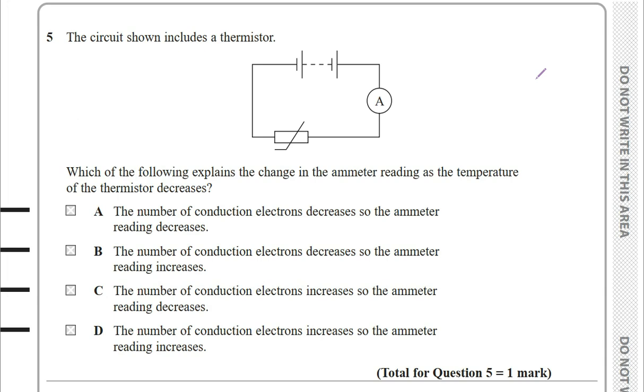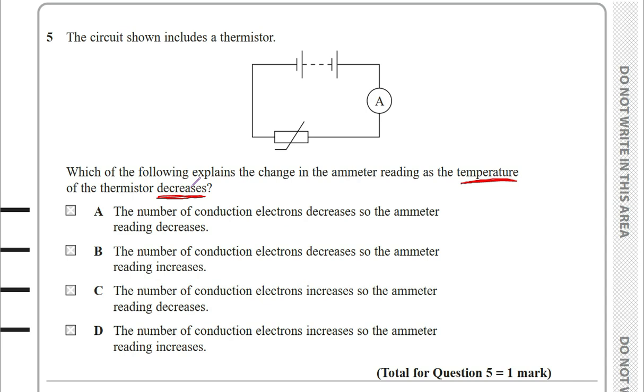Question 5 says, the circuit shown includes a thermistor. Which of the following explains the change in the ammeter reading as the temperature of the thermistor decreases? So focus on this bit, everybody. Temperature of the thermistor decreases. So we all know, as the temperature of the thermistor decreases, the resistance increases.